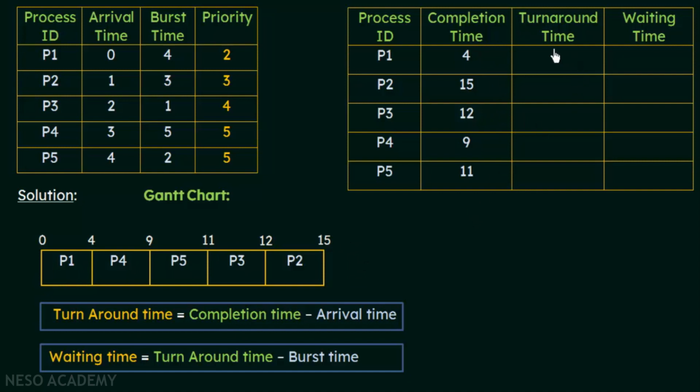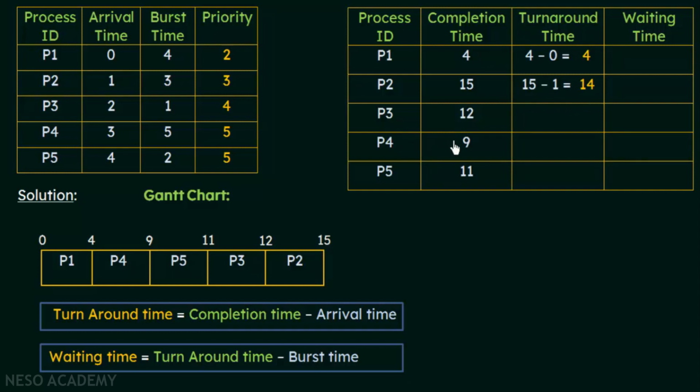Alright, so let's calculate the turnaround time. So for process P1, what is the turnaround time? It is the completion time minus the arrival time. So what is the completion time of process P1? It is 4 milliseconds. What is the arrival time? It is 0 milliseconds. So what will be the turnaround time? It is 4 minus 0, which is 4 milliseconds. So similarly for P2, what is the completion time? It is 15. And what is the arrival time? It is 1 millisecond. So what will be the turnaround time? It is 15 minus 1, which is 14 milliseconds.